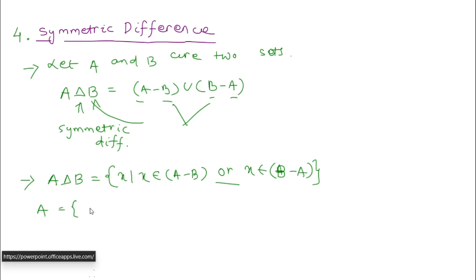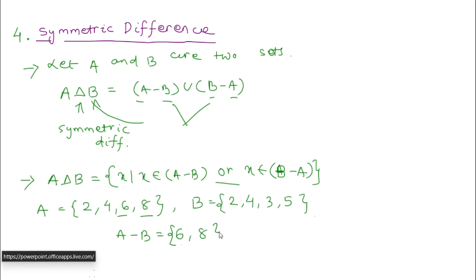Let A be a set where the elements are 2, 4, 6 and 8, and B be another set where the elements are 2, 4, 3, 5. Here A minus B will be the set having the elements that are present in set A but not present in set B. So they are 6 and 8. And B minus A will be the set having elements that are present in set B but not present in set A. So they are 3 and 5.